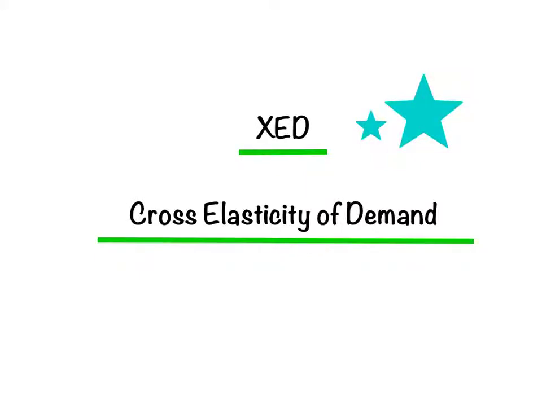Today I'll be talking about cross-elasticity of demand. Cross-elasticity of demand is a measure of how much demand for a product changes when there is a change in price for a different product. So in more basic terms, it explains the relationship between products. This is important for firms as they have to gain demand.